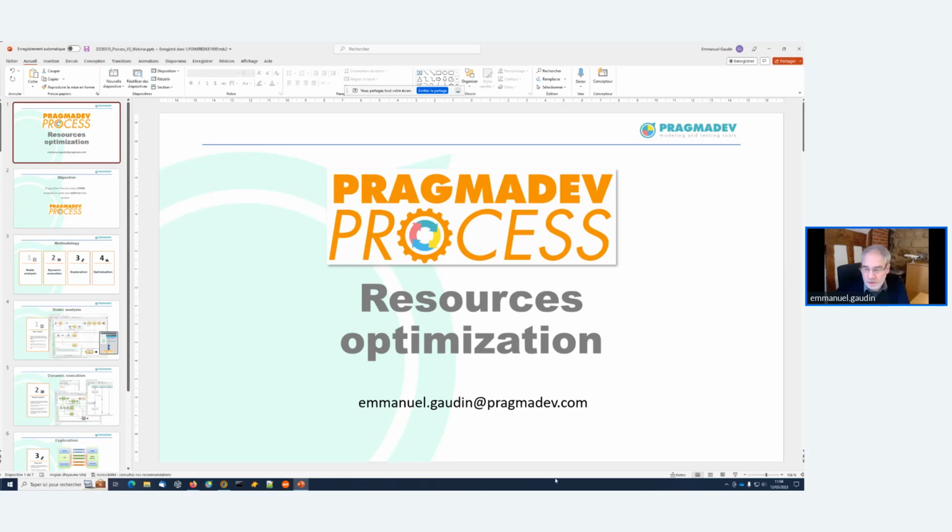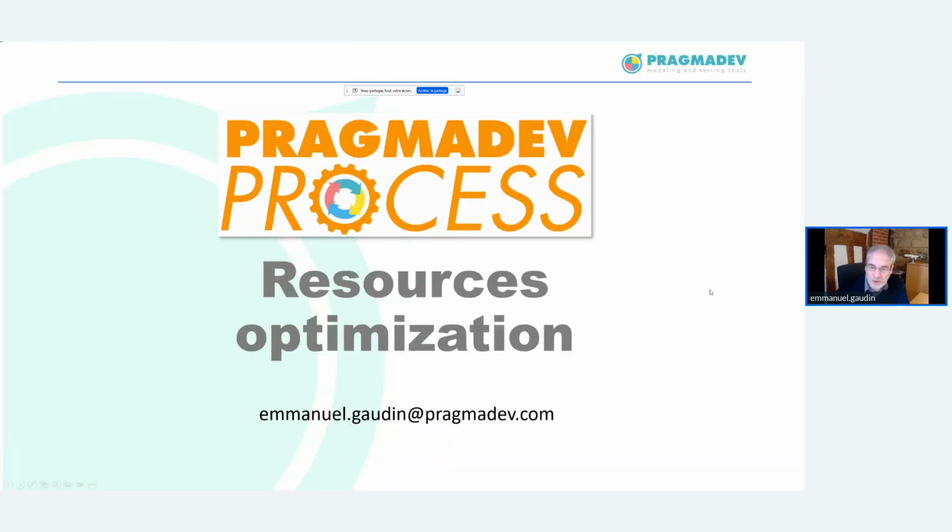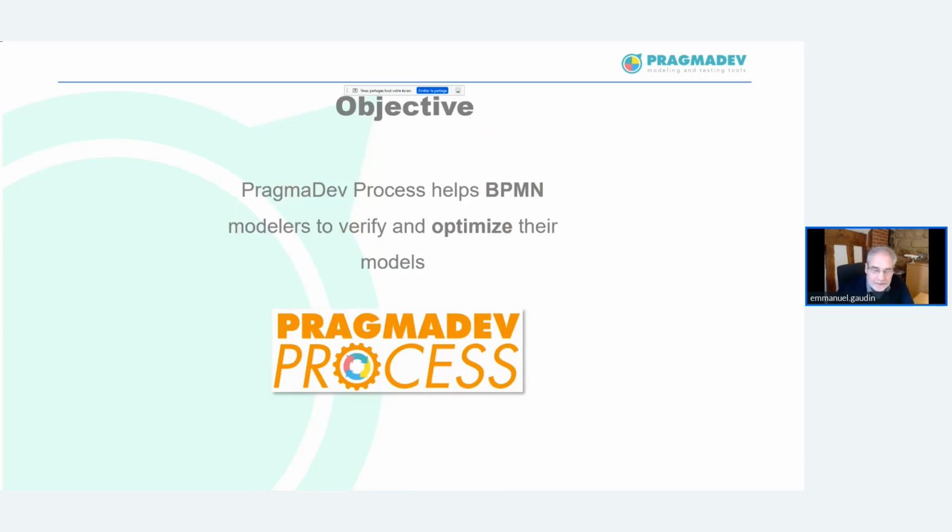So today we're going to talk about resource optimization. Before we dig into that, I want to come back to the different steps before going to resource optimization. The objective of our tool set, PragmaDev Process tool set, is to help BPMN modelers to verify and optimize their models. I insist on the fact that before you optimize it, you are supposed to verify it. That's why I have this slide.